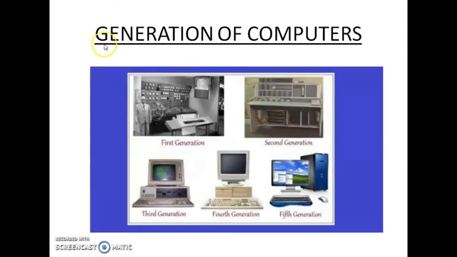So in our last class, we discussed the history of computers. Today, we will discuss the generations of computers. Each generation is defined by a significant technological development, and each technological development leads to more compact, less expensive, and more powerful, efficient machines. So these are the 5 generations of computers. Now let's see how modern computers developed generation by generation.